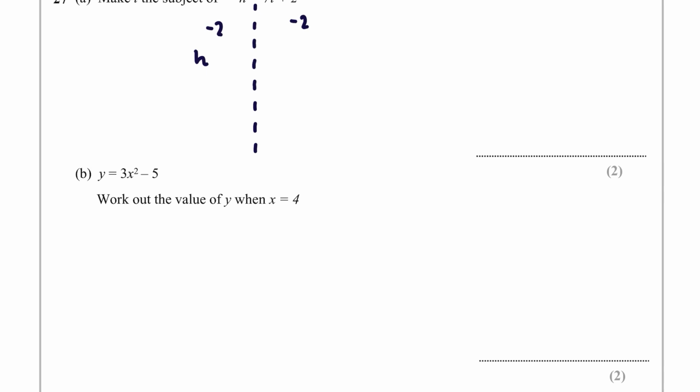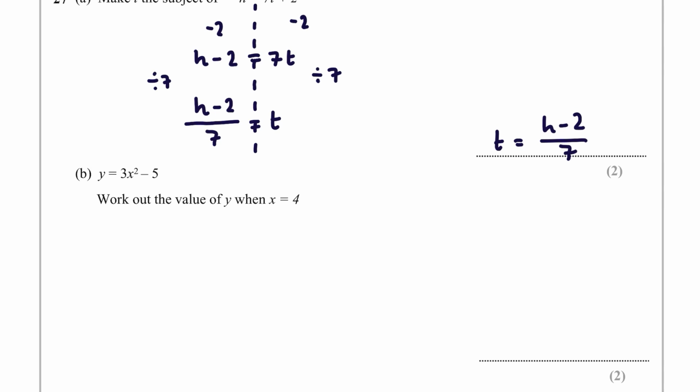So on the left-hand side, I've got h, take away 2, equals 7t, and then I don't want 7 lots of t, I just want 1 lot of t. So I need to divide this side by 7 and divide this side by 7, and to write that it's going to be h take away 2 all divided by 7 equals t, and you can flip it around for the answer line but you don't have to. h minus 2 all divided by 7, and now t is the subject of the formula because t is on its own and everything else is on the other side.